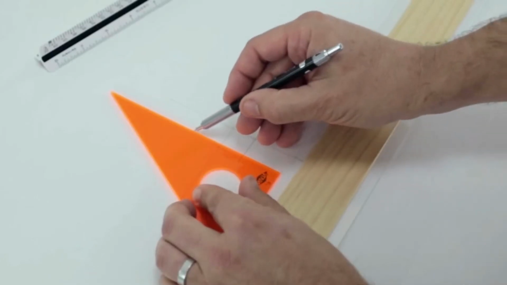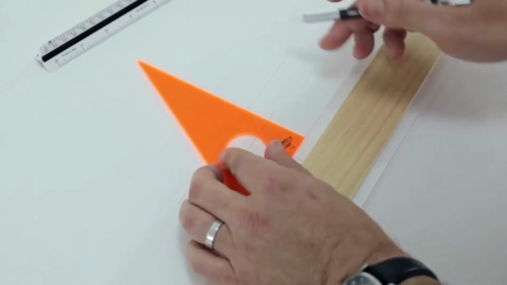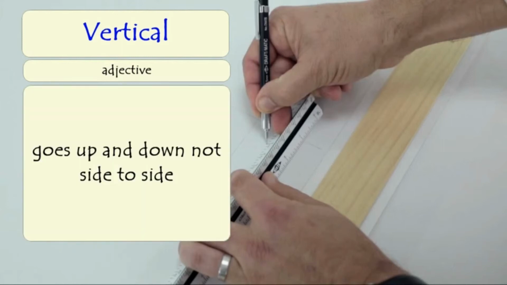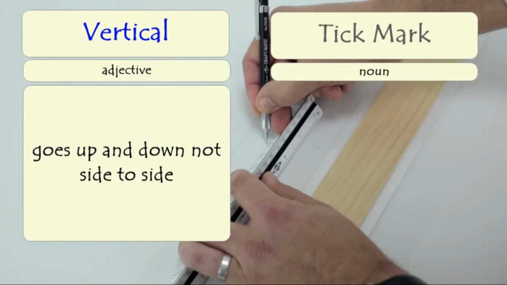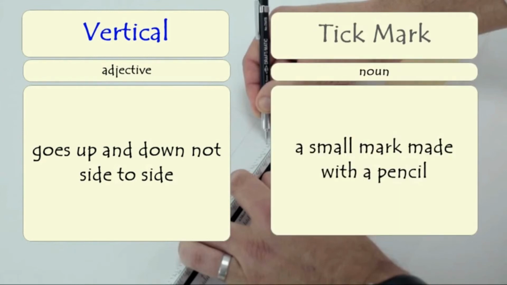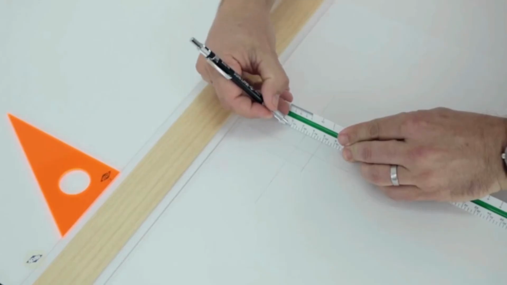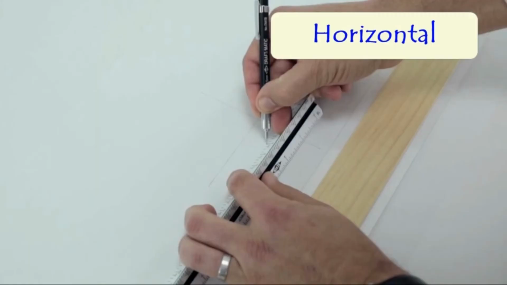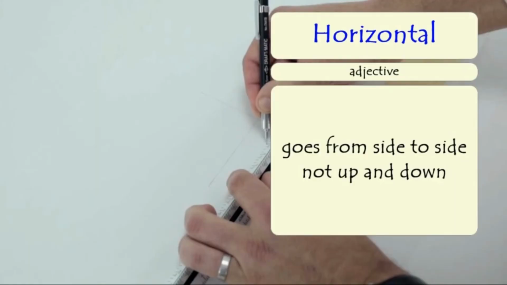You can now draw 2 vertical lines at these tick marks. Vertical goes up and down rather than from side to side. Go straight up. Tick mark, in this case, is a small mark made with a pencil. Measure from your horizontal line up to 6 feet and make another mark. Horizontal goes from side to side rather than up and down. Horizontal is normally parallel to the ground.